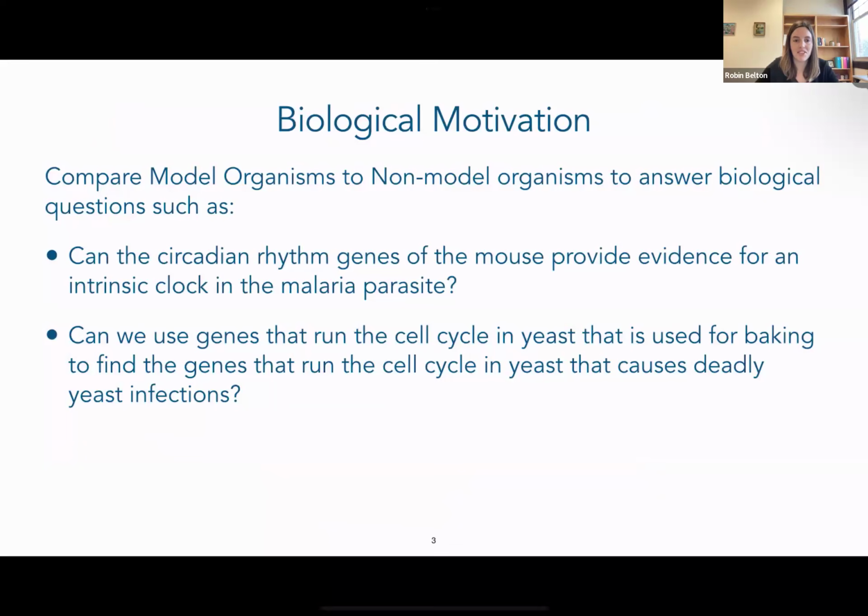So for our biological motivation, we want to compare model organisms to non-model organisms to answer biological questions such as, can the circadian rhythm genes of the mouse provide evidence for an intrinsic clock in a malaria parasite? And then can we use these genes that run the cell cycle in yeast that is used for baking to find genes that run the cell cycle in yeast that causes deadly yeast infections? So we're interested in biological questions about circadian rhythms and cell cycles.